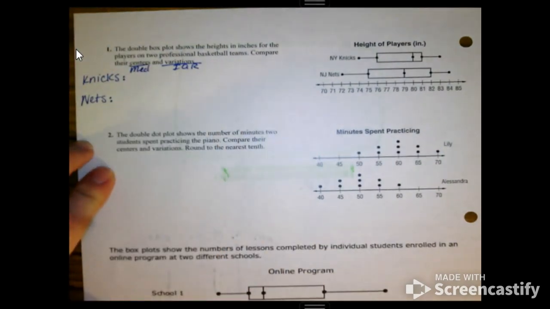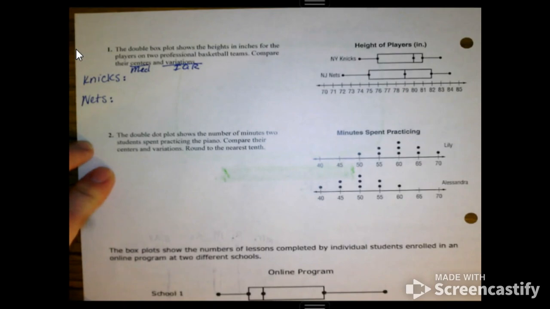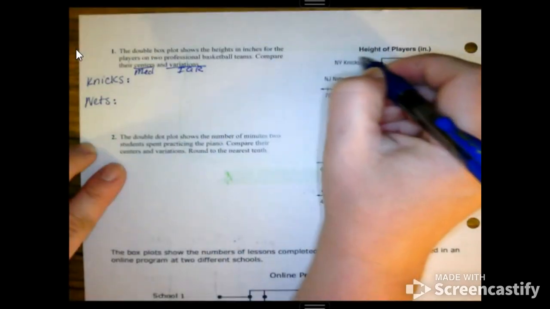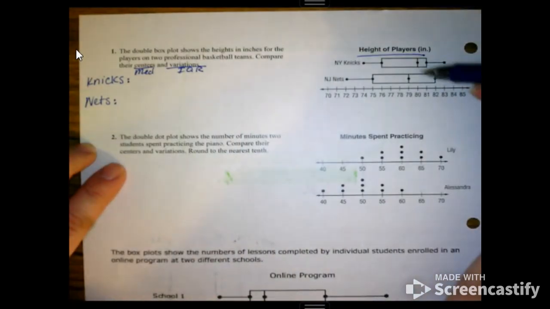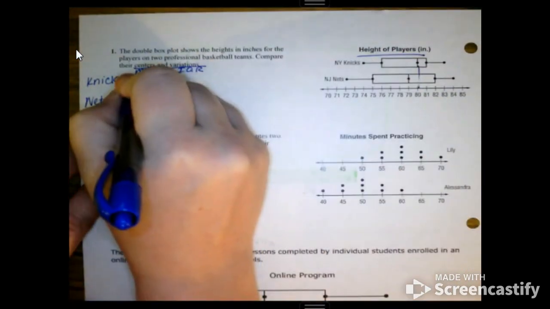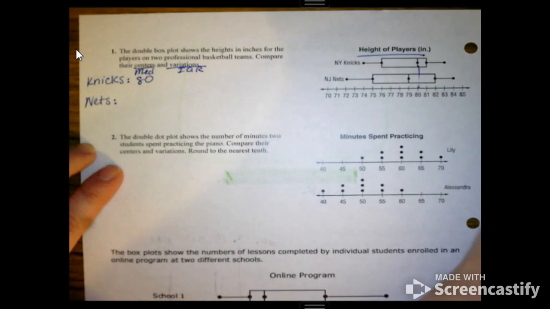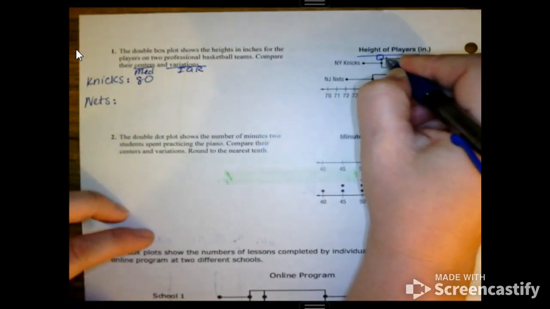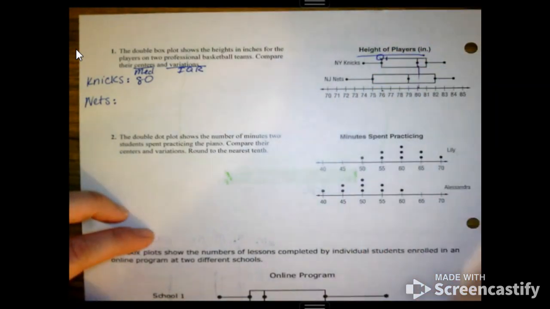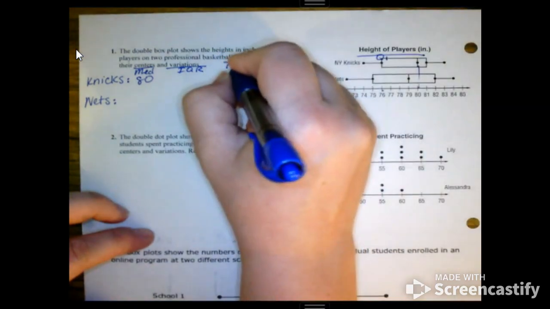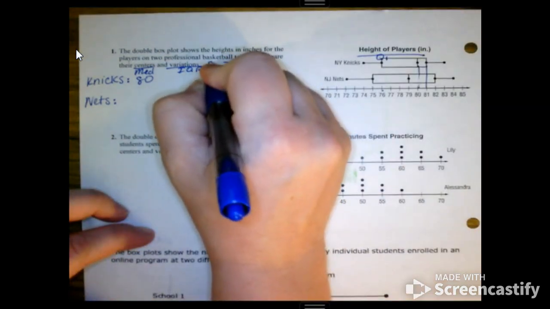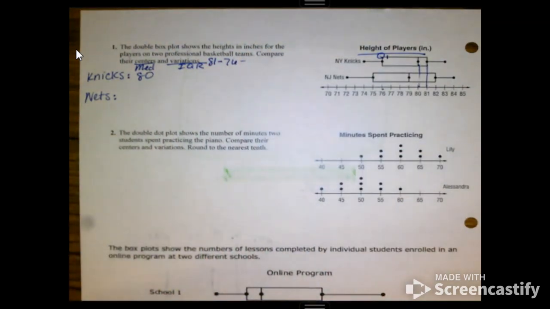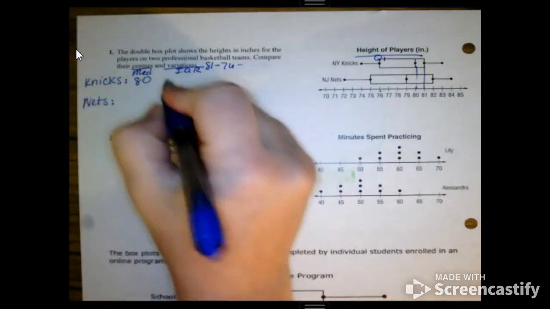All right, so what is the median? This is height. So what is the median height for the Knicks? 80. Okay. My IQR, well, Q1 is what? 76. My Q3 is 81, so I have to do 81 minus 76. So what's 81 minus 76? 5. So my IQR is 5.